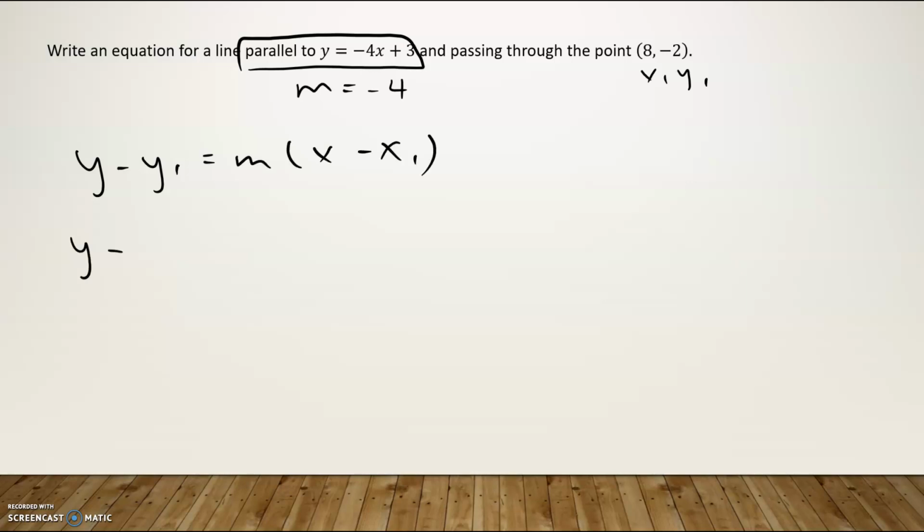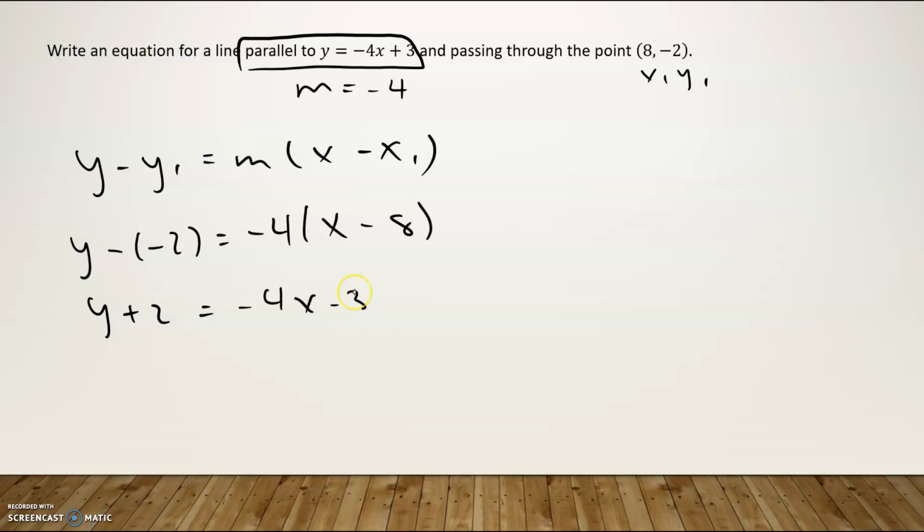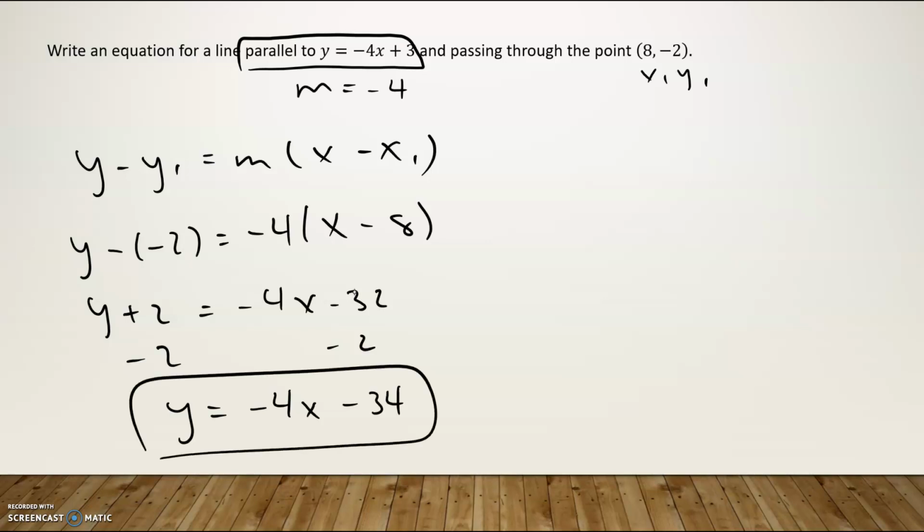So we got y minus -2 equals -4 times x minus 8. Okay, so we got y plus 2 is equal to -4x minus 32. Then I'm going to subtract 2 from both sides. So y equals -4x minus 34. So that means that these two lines right here are parallel to each other. Notice both of them are -4. They have the same slope, so that means they are parallel. Okay, so there's our final answer. y is equal to -4x minus 34.